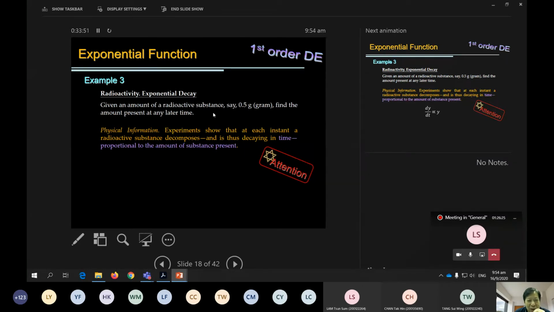So similar to human beings where we lose bone tissue. Okay, so they decay at certain rates over time. So how are we going to transform it into mathematical models?